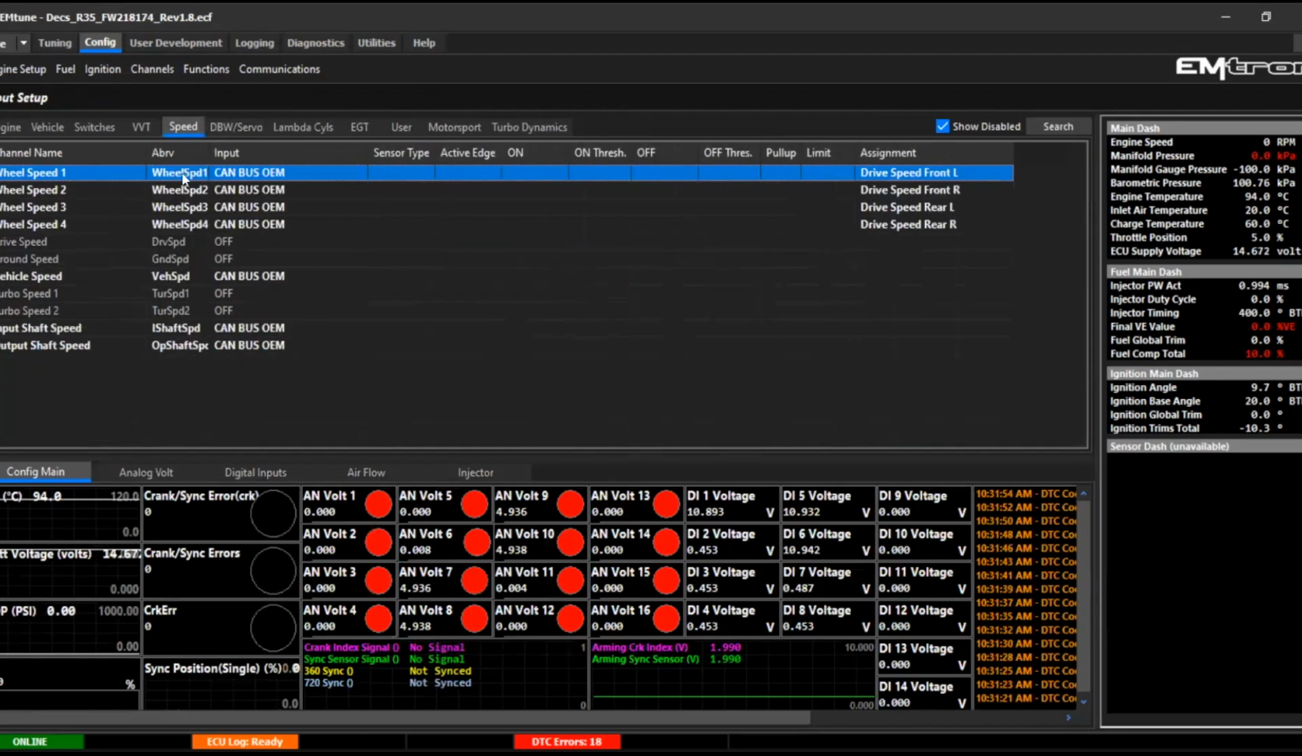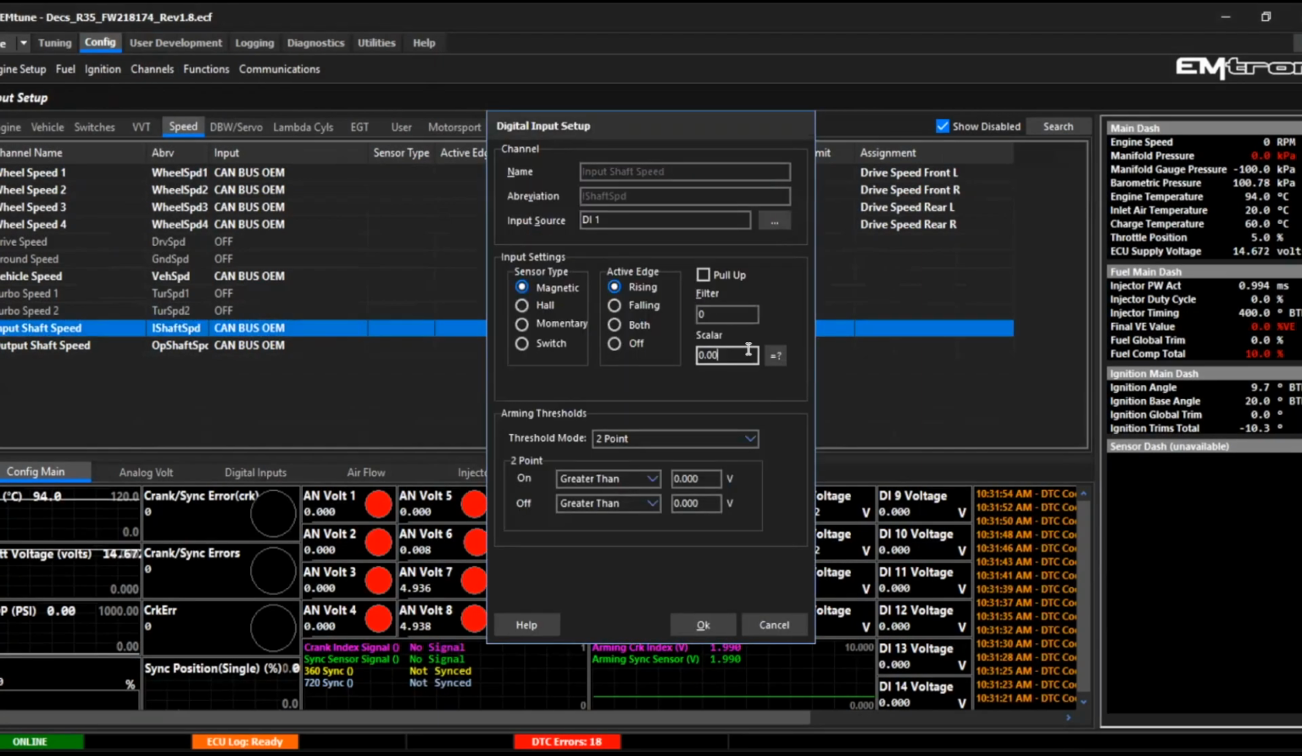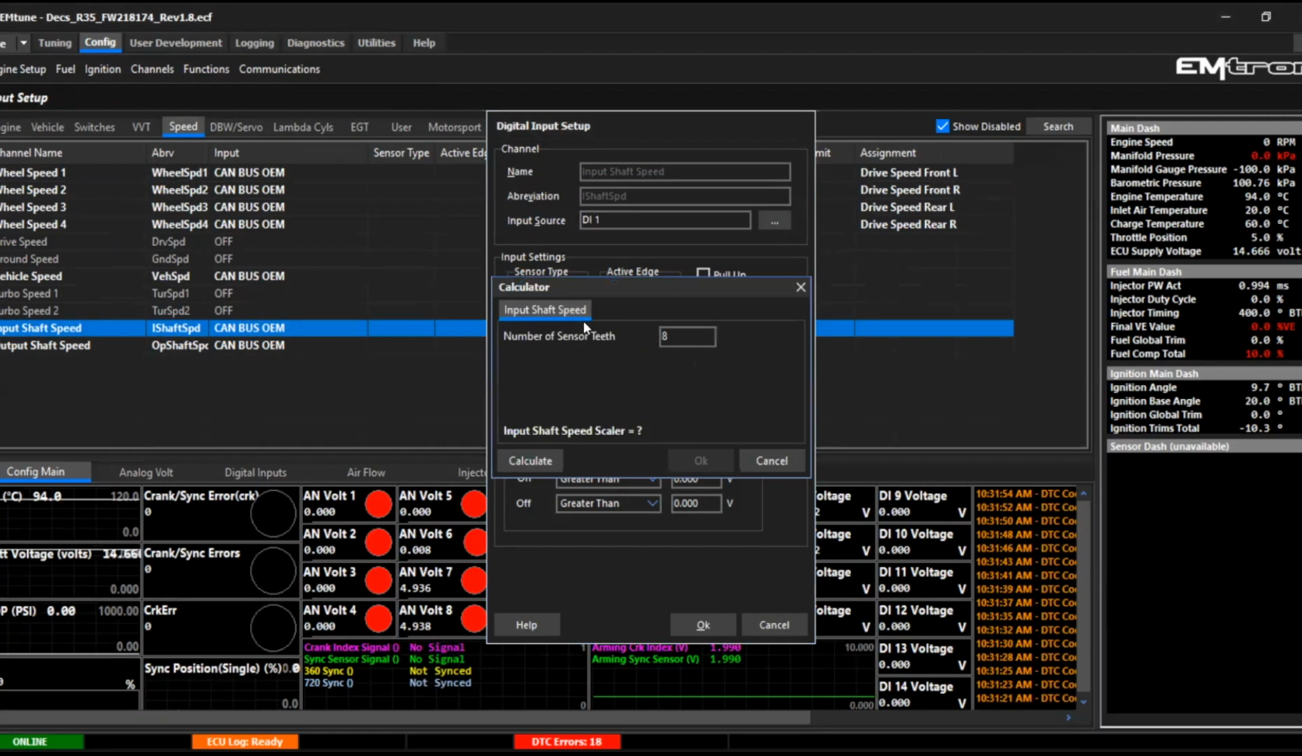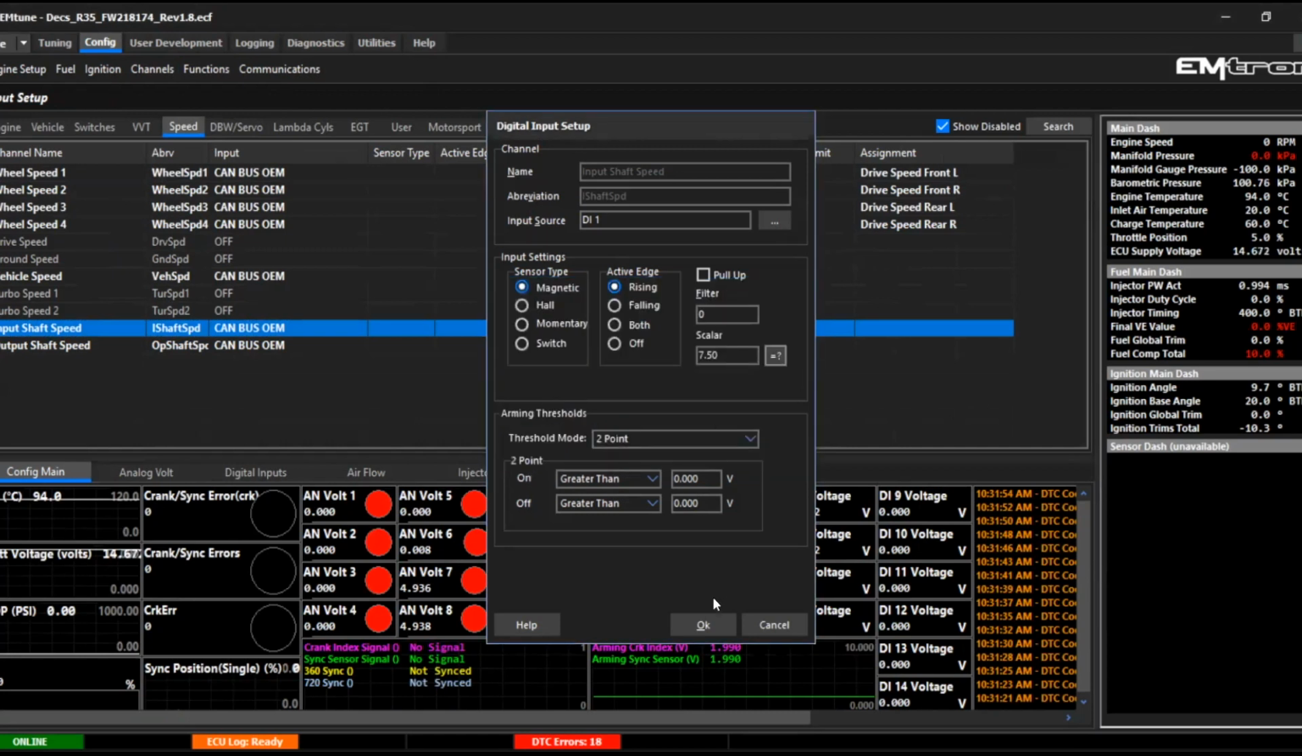Oh, one other really cool thing. We get asked in support a lot for how the speed scalers work. We've added a little calculator. So if you're wondering how these scalers work, you can enter the number of teeth, hit calculate, and it'll give you the scalar and put that in for you.